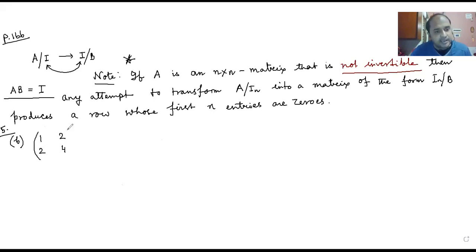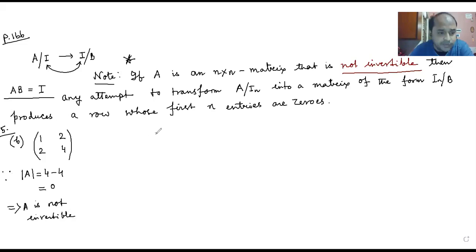And you can immediately say that you don't have to perform any rank operation over here. You immediately say that the determinant of A is equal to 4 minus 4, which is 0. So it implies that A is not invertible. Suppose I want to find A inverse. Okay, I want to find A inverse. I want to perform the operations which I did earlier.